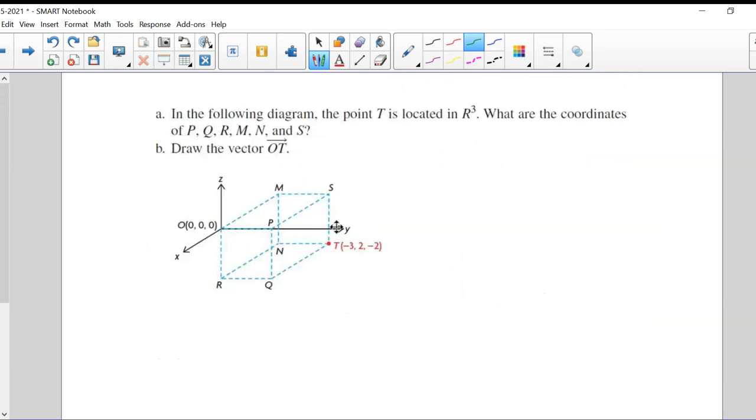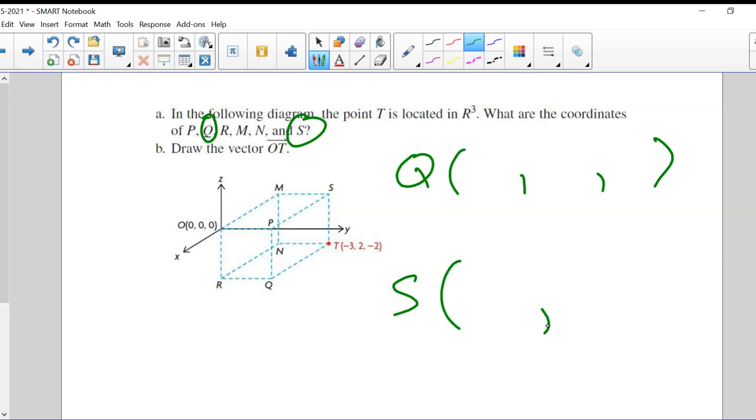I don't think we really need to do this one here, but I'll just do maybe 2 of these and then we'll wrap it up from here. The following diagram, the point T is located in R cubed. What are the coordinates of P, Q, R, and M? So I'll pick out Q and I'll pick out S. And we'll just get 2 people to volunteer. I won't go to the wheel on this one. Give me the coordinates of Q, somebody, and give me the coordinates of S. So I need a triple for both. And after that, we're done.